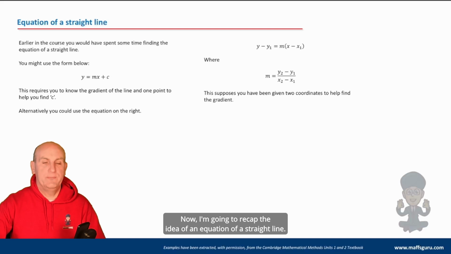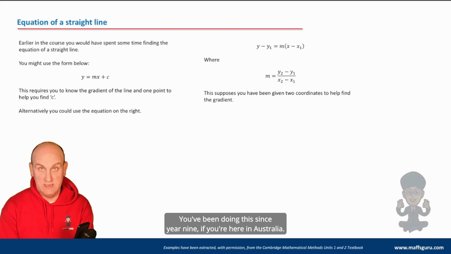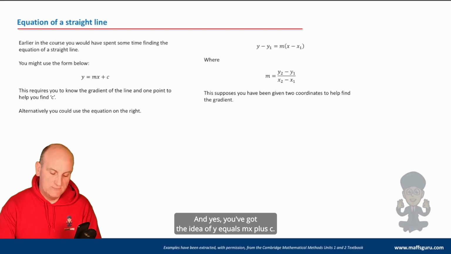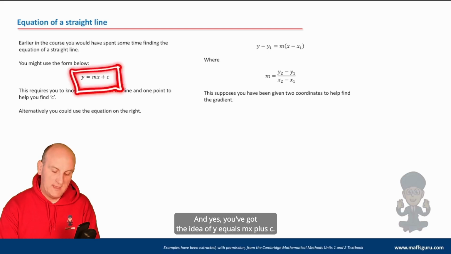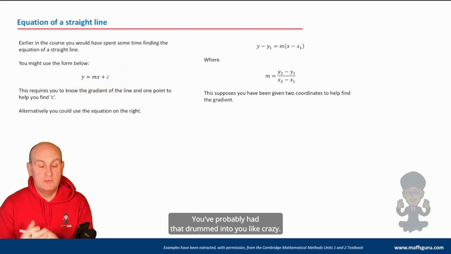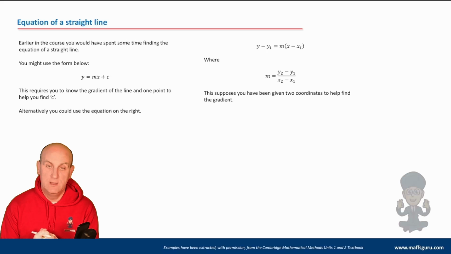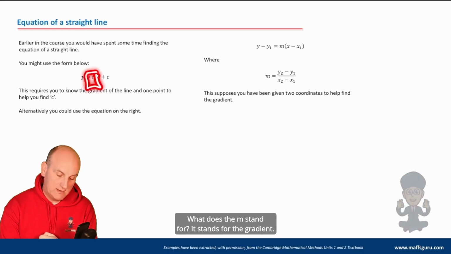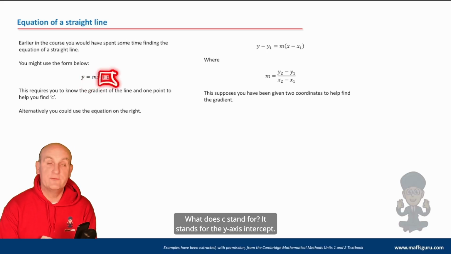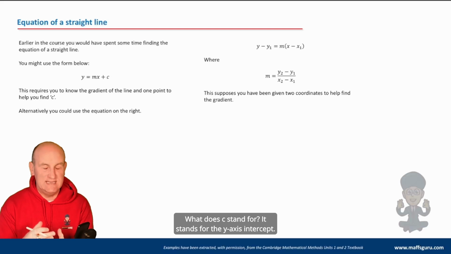Now I'm going to recap the idea of an equation of a straight line. You've been doing this since year 9 if you're here in Australia, and yes, you've got the idea of y equals mx plus c. You've probably had that drummed into you like crazy. What does the m stand for? It stands for the gradient. What does c stand for? It stands for the y-axis intercept.